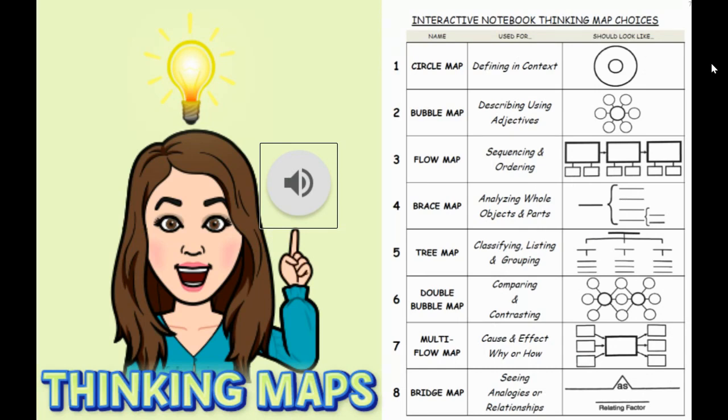You've probably done thinking maps before. These are the 8 types of thinking maps. And sometimes on your student choices, you will either be told to do a specific kind of thinking map, or you can choose your own.